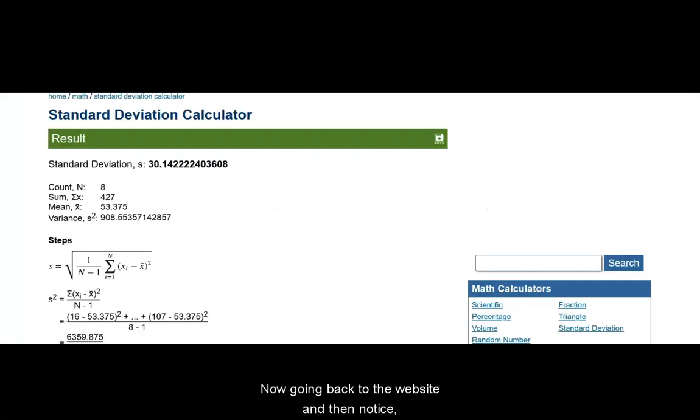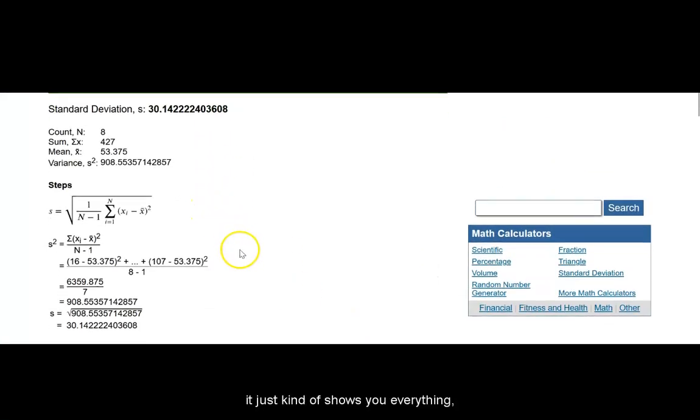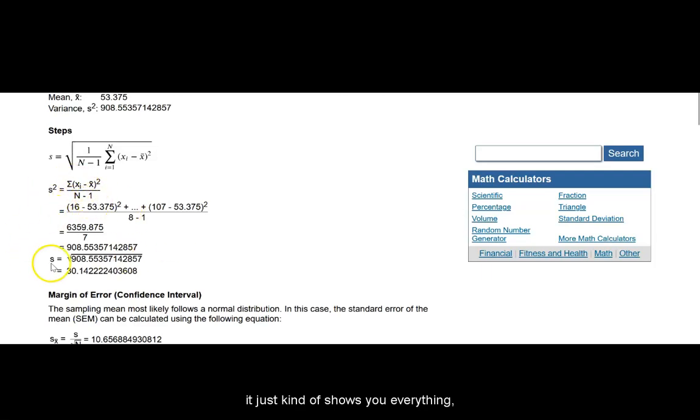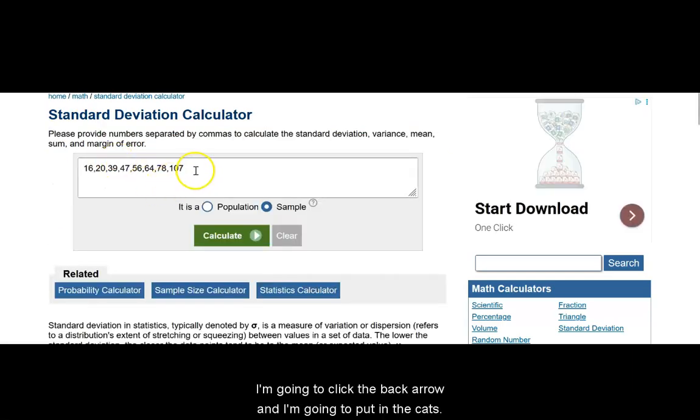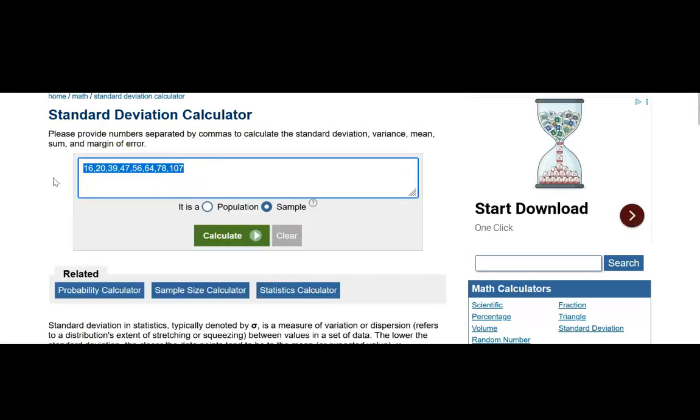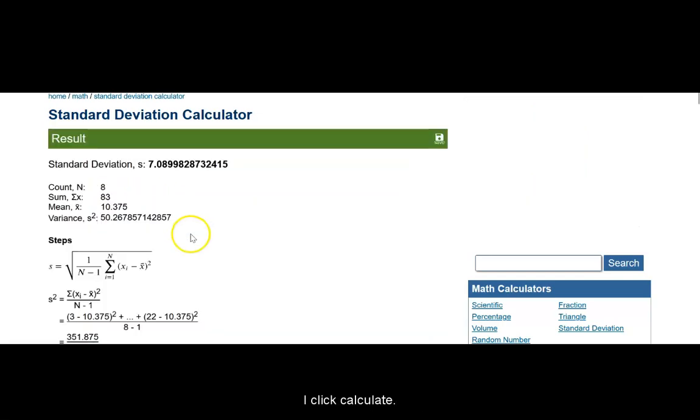Now, going back to the website, notice it shows you everything, the whole formula, very similar to what I showed you. It shows you the formula, it shows you even the numbers, which I love. All right, now I'm going to click the back arrow, and I'm going to put in the cats. I'm just typing in what I see, again hoping I'm not making an error here. 17 and 22. These are the cat weights. I click calculate. This is showing me, rounding to the nearest tenth, a standard deviation of 7.1.